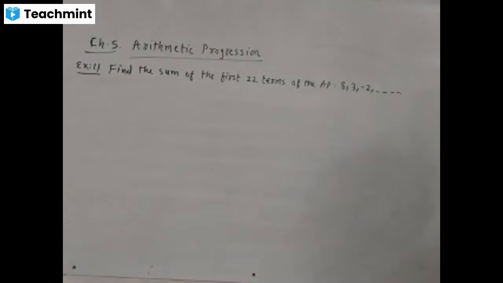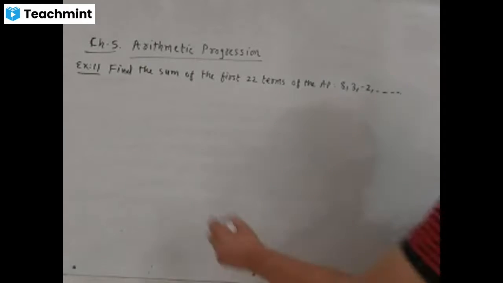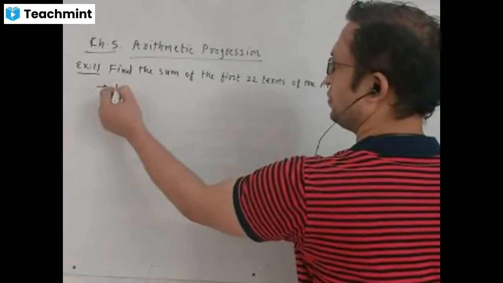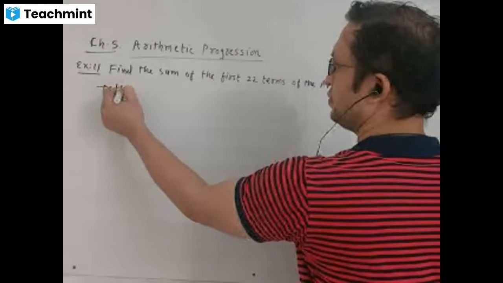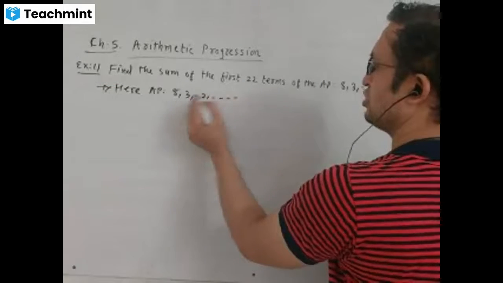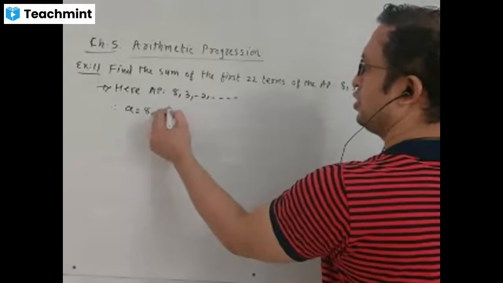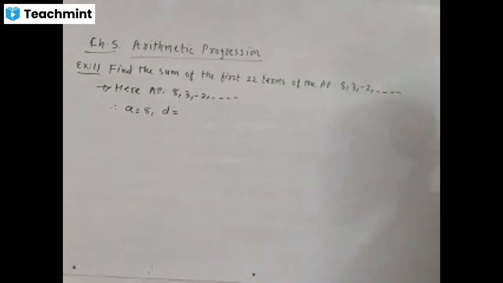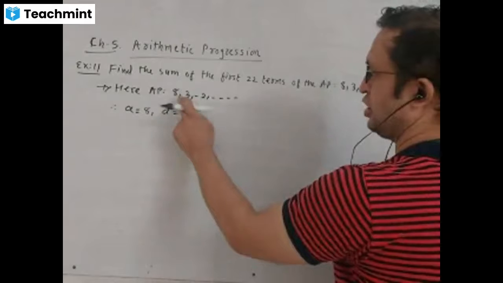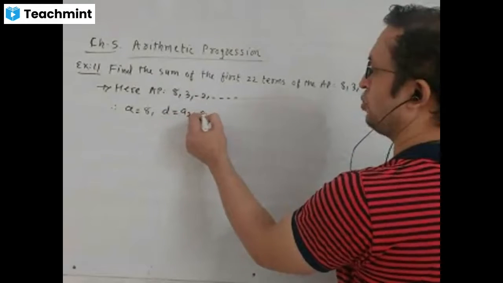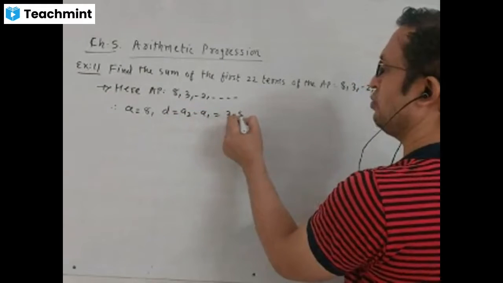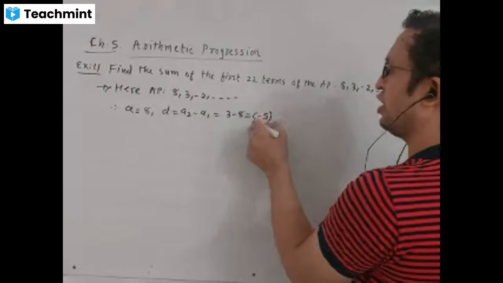Find the sum of first 22 terms of the AP 8, 3, minus 2, and so on. Here the AP is 8, 3, minus 2. What is the first term? A is equal to 8. What is the common difference d? d is equal to second term minus first term, a2 minus a1, 3 minus 8, that is equal to negative 5.